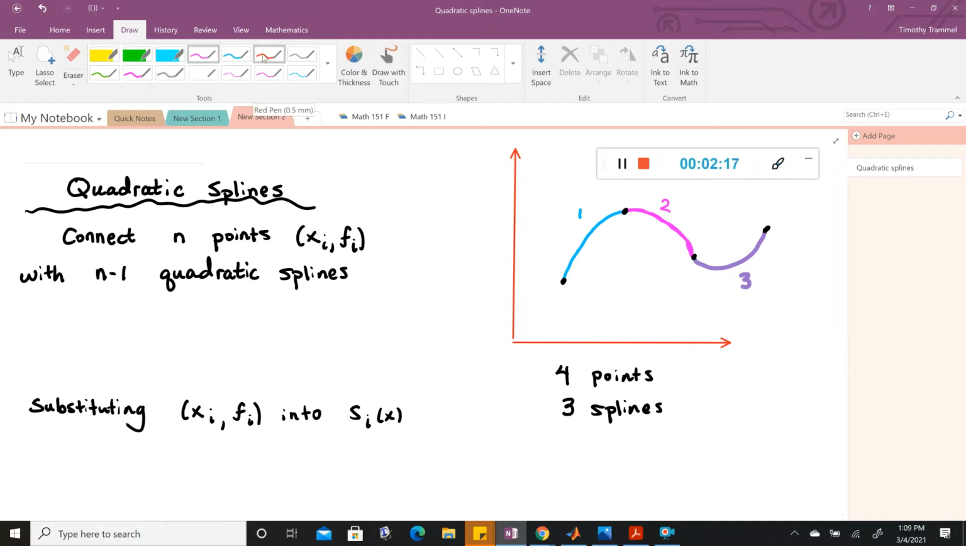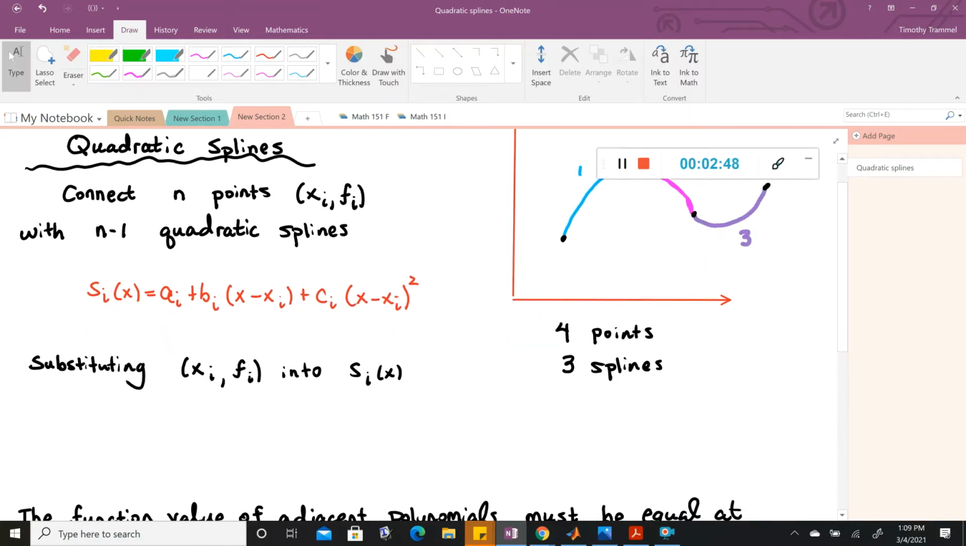What do these quadratic splines look like? What's their equation? Let's see what that would be. So we're going to have s sub i of x is equal to a sub i plus b sub i times x minus x sub i plus c sub i times x minus x sub i squared.